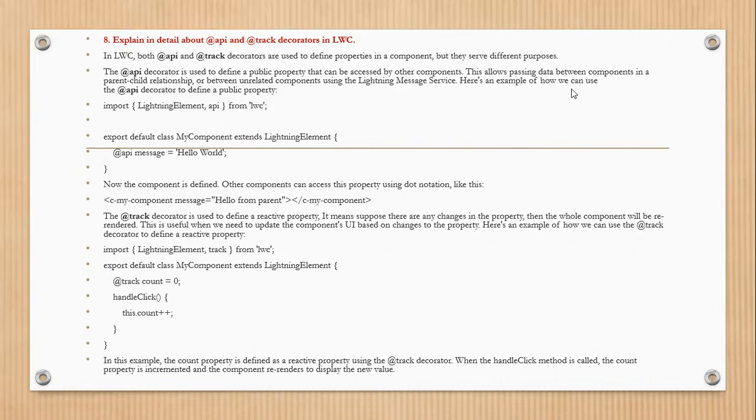Here is an example of how we can use the API decorator to define public properties. import { LightningElement, api } from 'lwc'; export default class MyComponent extends LightningElement { @api message = 'Hello World'; } Now the component is defined, and other components can access the property using notation like this: c-my-component message="Hello from the parent" my-component.